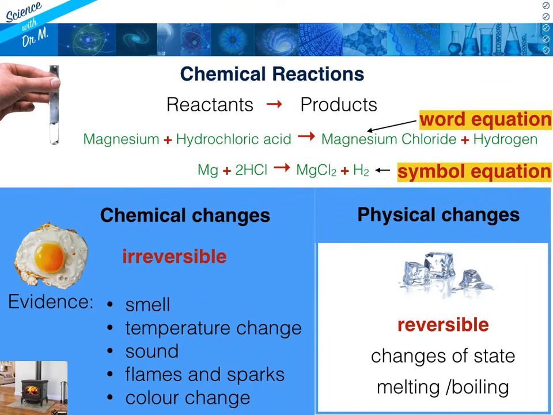Now, I've given you a little picture in the bottom left-hand corner of a fire that's actually used to heat our houses. Now, burning, combustion of that wood is a chemical reaction, and the evidence that you'll see is a huge temperature change. We of course use that heat to heat our houses, and flames and sparks that you see, they're also given off. So that's our evidence of a chemical reaction.